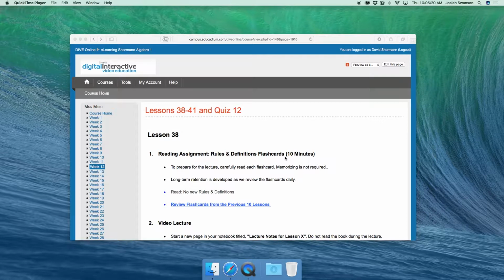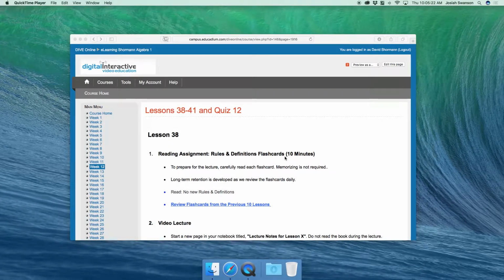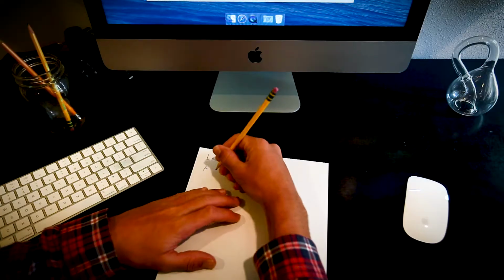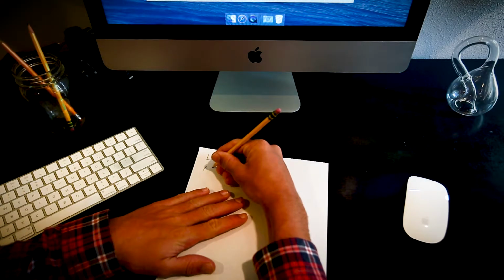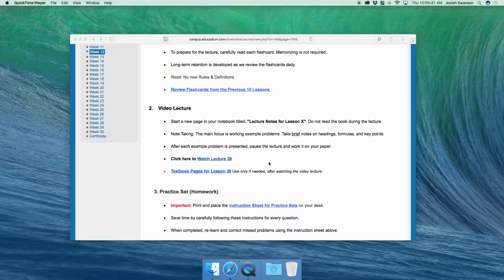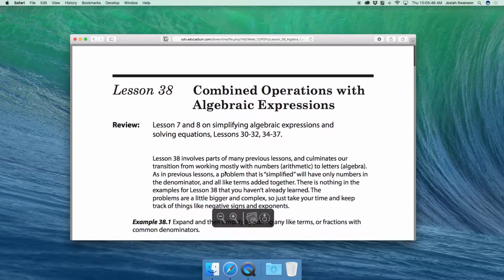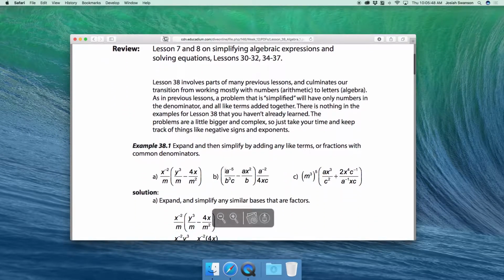Second step is to start a new page in your notebook titled Lecture Notes for Lesson X. Step 3 is to take brief, neat notes on the headings and key points only. The text of the full lecture is in the student e-textbook. The e-learning system has direct links to the pages in the student text, as needed to review the concept.